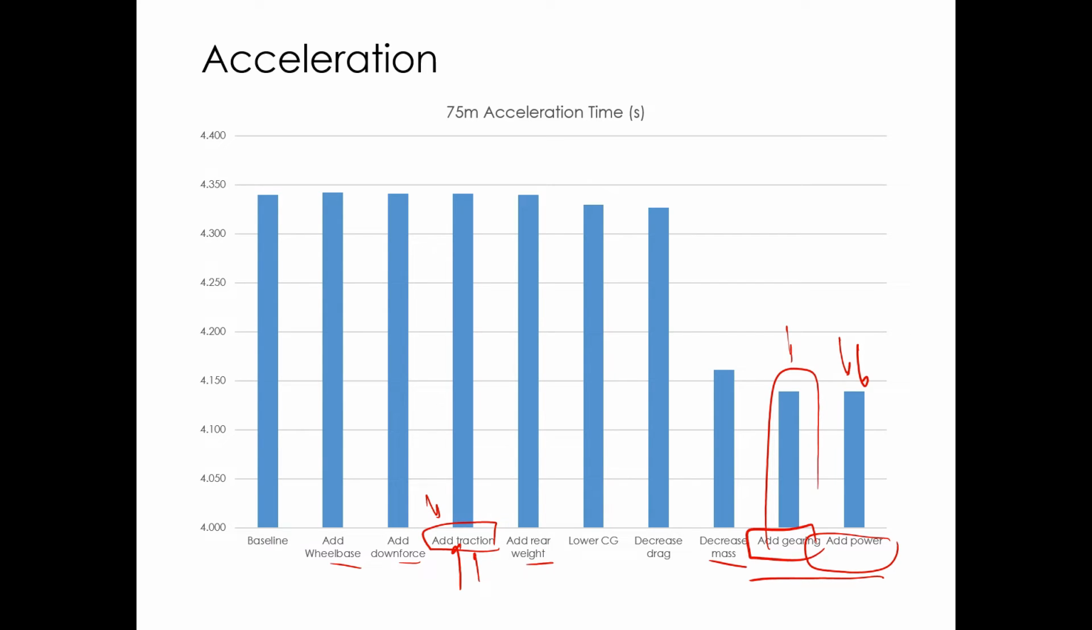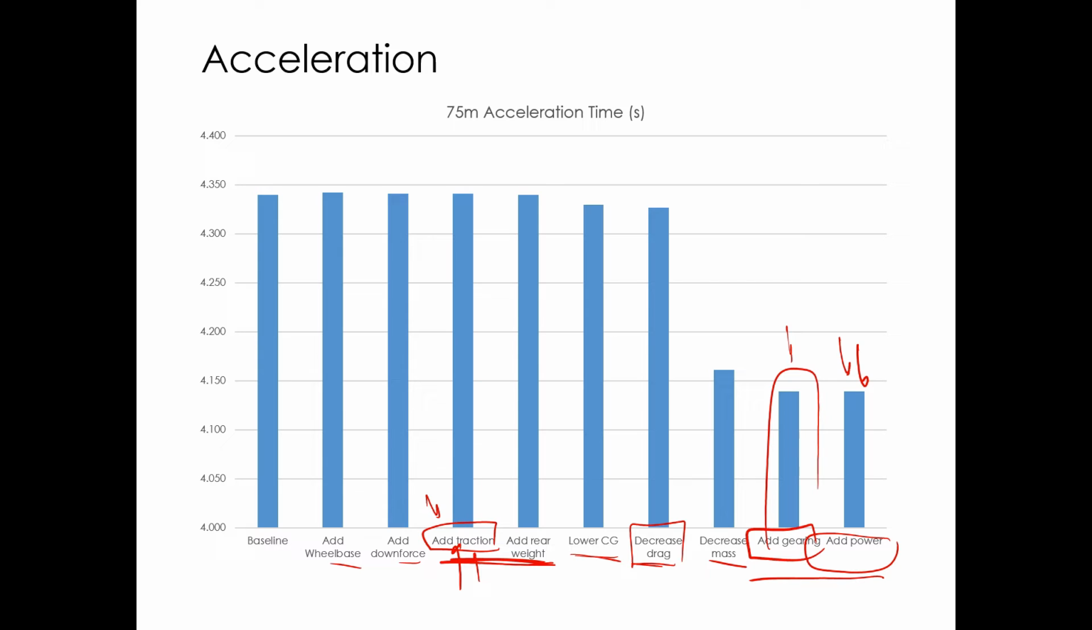Add rear weight, a pretty subtle change. Again, it's getting into the traction thing. If you're traction limited, more rear weight might actually help because you get more weight on the rear tire. So you'd expect to see these be more important if you start to be traction limited. Lower CG, a little bit of a help. Decreased drag, a little bit of a help. Again, it depends on how fast you're going. If you're talking about a quarter mile, this is going to start to be a big thing at some point in time.